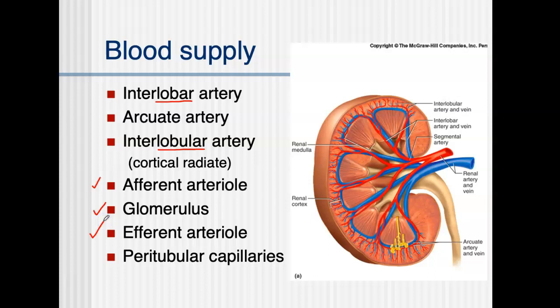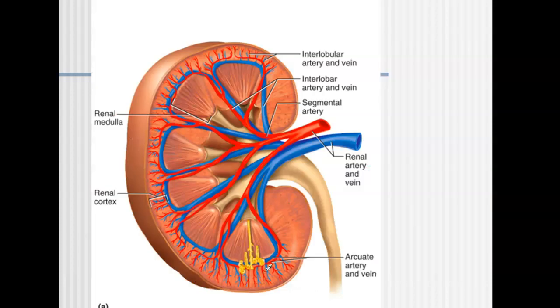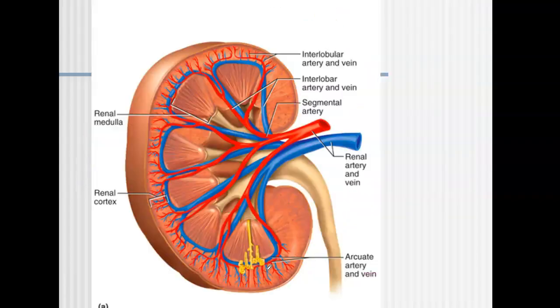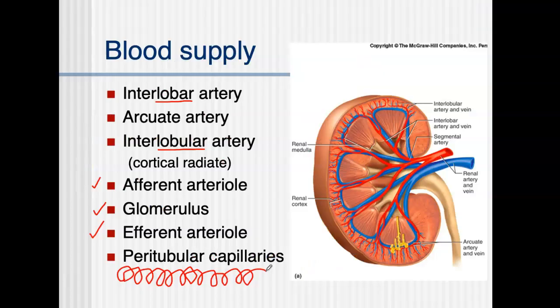And then where does it go? After that, it's very interesting. It's going to wrap around the nephron like this. Those are the peritubular capillaries. Let's see if I can show you. I want to show you that. I'll have to show you in the next video.